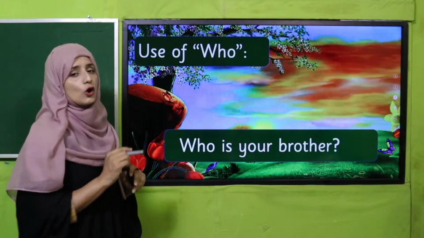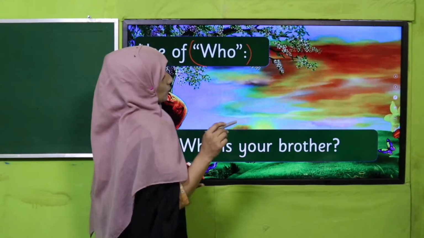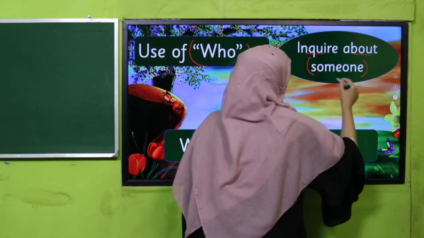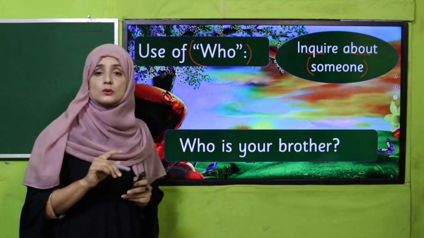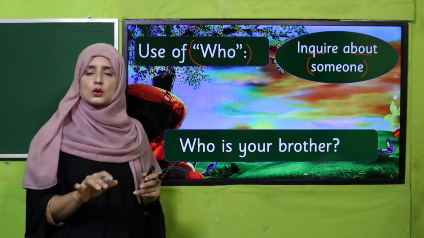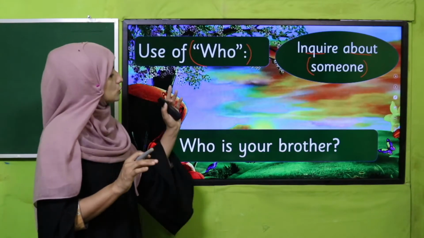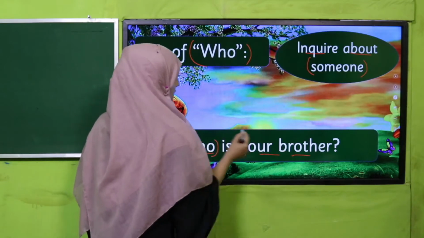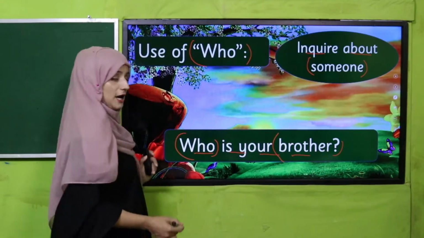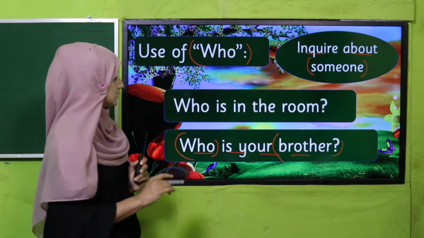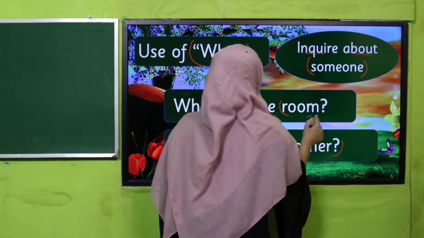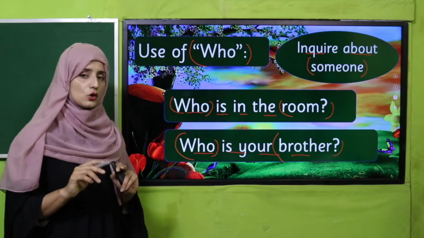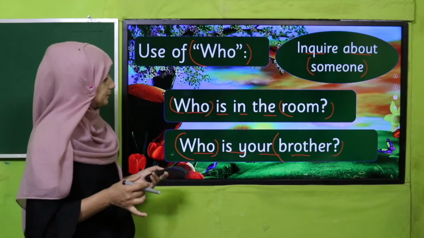Next is use of who. Where do we use it? We use who to inquire about someone, which means about persons. When we want to inquire about persons, we use who. Like, who is your brother? Brother is a person and we have used who there. See there, who is in the room? That who we have also used for a person, and we are inquiring who is in the room.